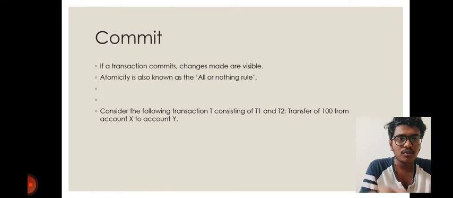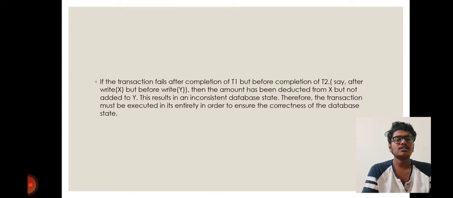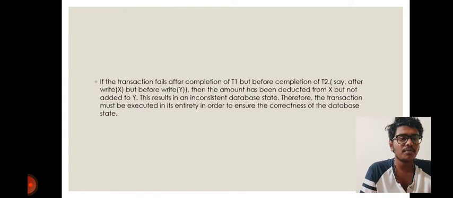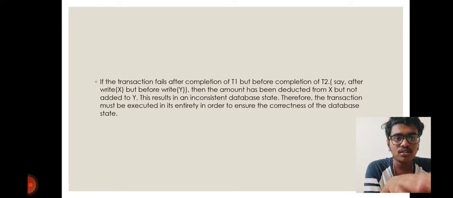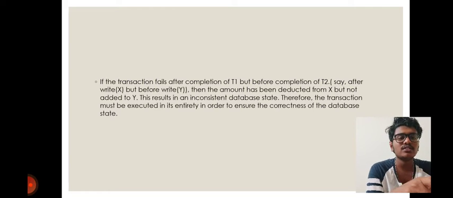So this is about abort and commit, and the example on this: if the transaction fails after completion of T1 but before completion of T2, say after write X but before write Y, then the amount has been deducted from X but not added to Y. This results in an inconsistent database state.